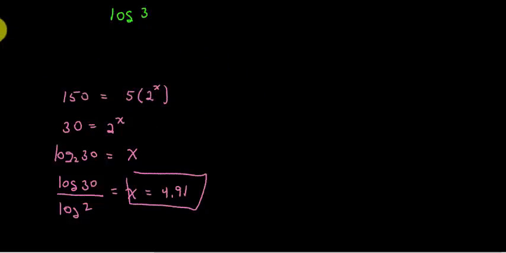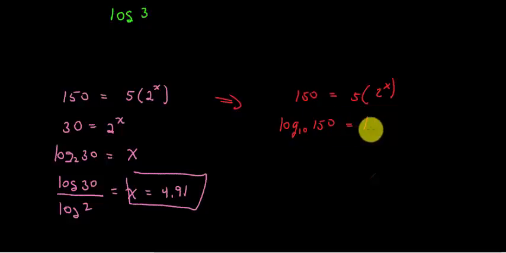Let me just maybe do this in red. Okay, so over here, what if I did it this way? I could have said, okay, so I got 150 is equal to 5 times 2 to the power of x. I could have just said, well, let me take log base 2 of both sides starting right here. Actually, you know what? I'll just say log base 10. So if I say just log base 10 of 150 is equal to log base 10 of 5 times 2 to the power of x.